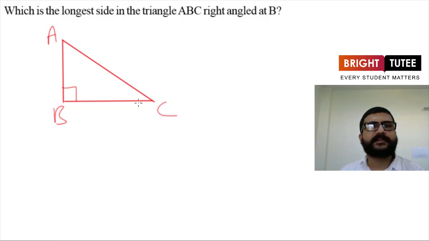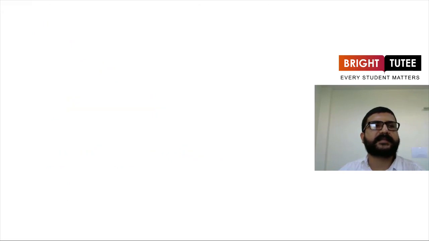Now what is the hypotenuse here? It is AC, because AC is opposite to the right angle, that is angle B. So it means here also the longest side is hypotenuse, and that is AC in this case. So longest side is equal to AC. Now let's move to the next question.